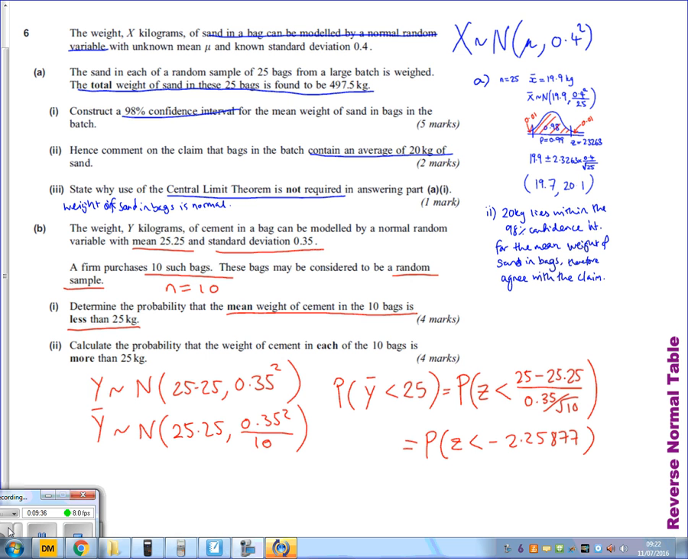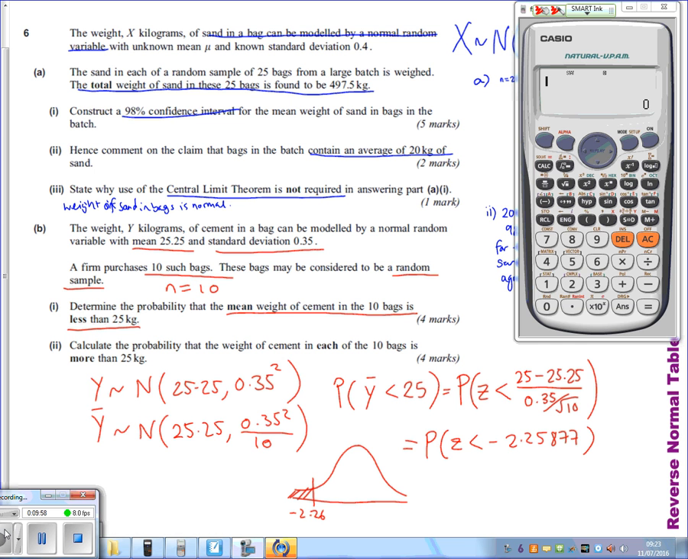So I'm just going to draw a little diagram to help me decide what I need to do next. So my Z value's down here, minus 2.260. I want the shaded area that's less than that. So obviously I can't look up a negative value on my table, but I could just put it into my calculator. And if I did that, well, let's see what we get.